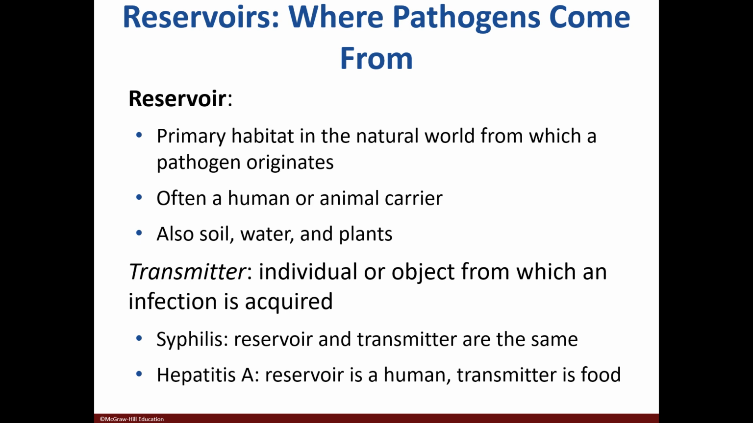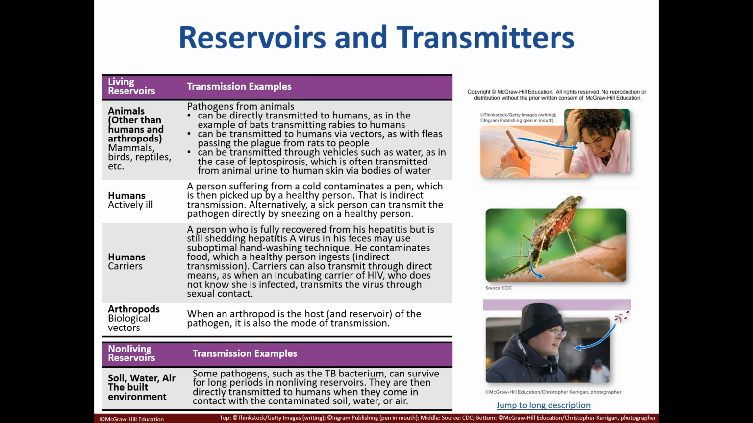Where do pathogens come from? Reservoirs are natural habitats that we would find a pathogen, and that could include us, water, soil, plants, or other animals. A transmitter is how the infection is acquired. Sometimes the reservoir and transmitter are the same, as in syphilis, or they can be different, like in hepatitis A. Living reservoirs can include other animals and arthropods.